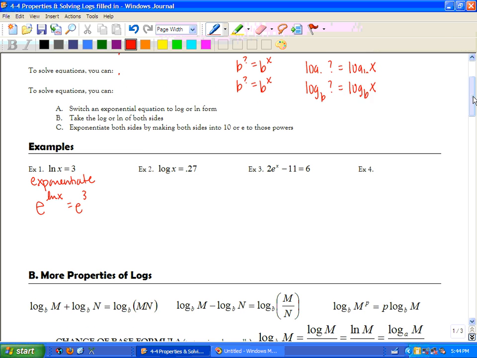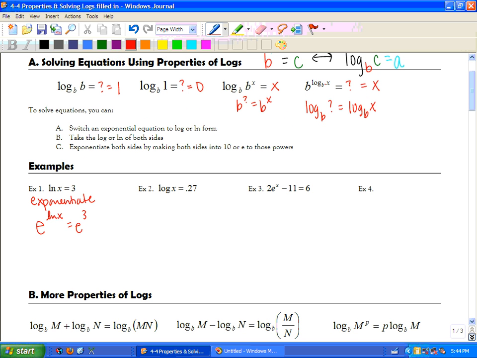And then using our same information we had up here, when the base and what's in the basement of the log are the same, that just equals x. So in this case, we must have just x over here. It has to equal e cubed. So x is approximately 20.09 if you type that in your calculator.